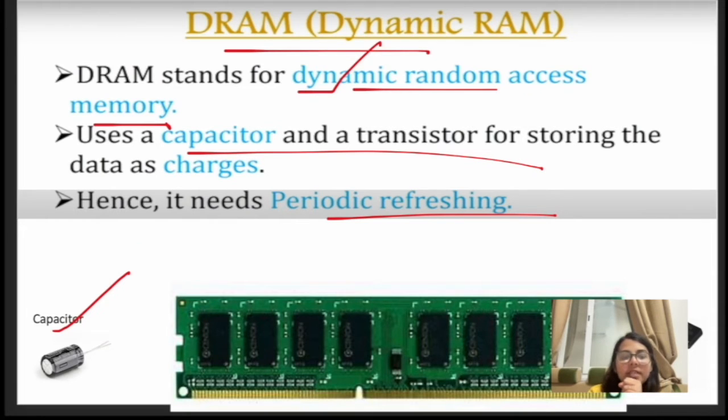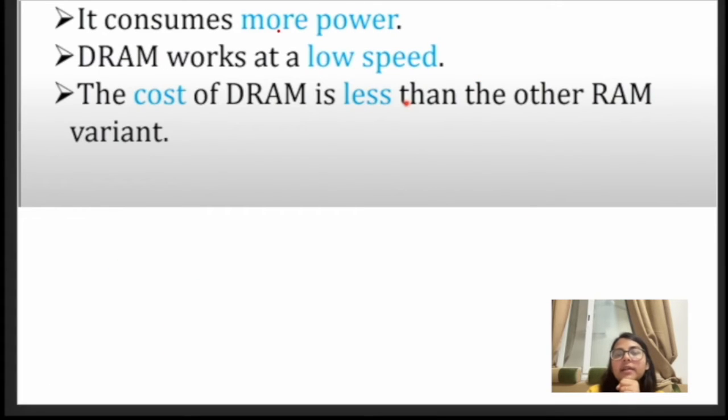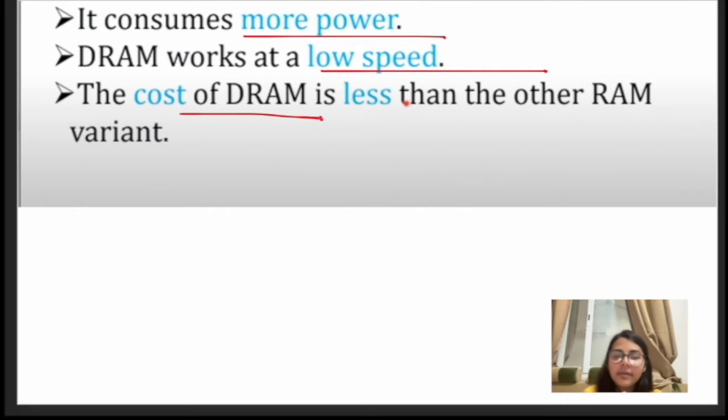So then let's see what are the other features of DRAM. It consumes more power, so it is actually a disadvantage. It is using transistors, so we know that transistors use more energy, so DRAM actually consumes more power. And DRAM works at a low speed. Okay, it is very slow when compared to other types of memory, students. And the cost of DRAM is less than the other RAM. Okay, so I think you are clear with this point.